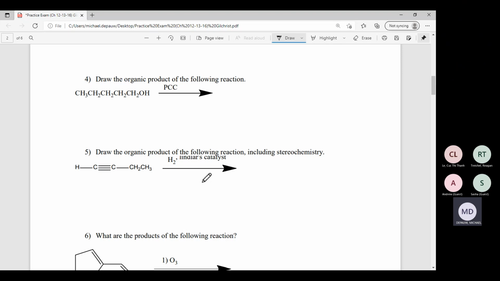All right. Next, it says draw the organic product of the following reaction. This is pretty simple. You have a primary alcohol. So you just have to recognize this is just reagent memorization. PCC is a mild oxidizing reagent. So this is just going to oxidize to an aldehyde. That's right, an aldehyde, not to a carboxylic acid.